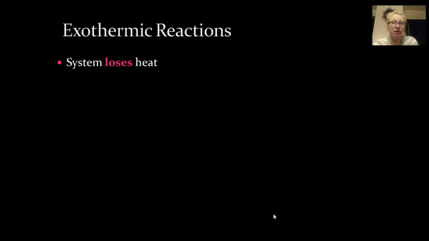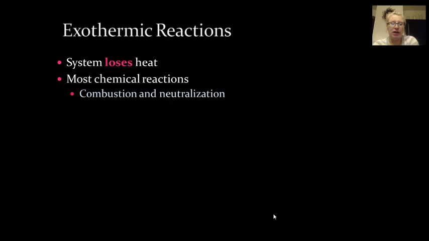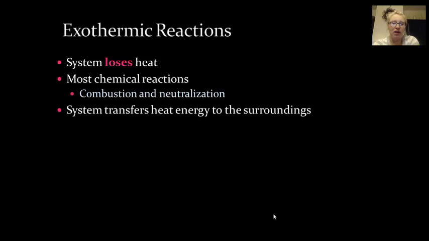In an exothermic reaction, the system loses heat, or it exits the reaction. Most chemical reactions are exothermic. For example, combustion reactions, neutralization reactions. In an exothermic reaction, the system is transferring heat to the surroundings. For example, when hydrogen and oxygen combine to make water, energy is released.